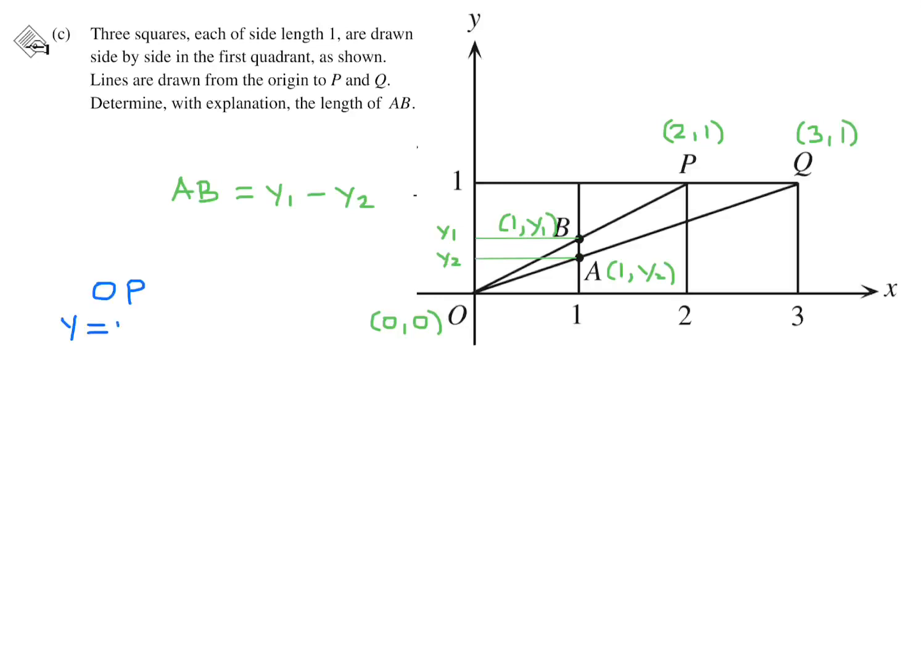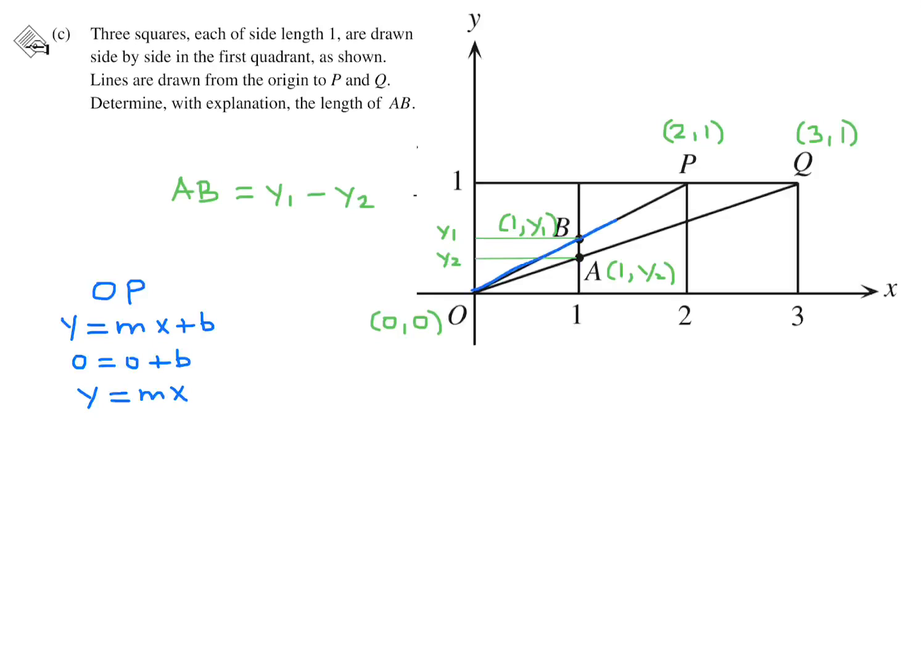Now, all lines are of the form y equals mx plus b, correct? So we can fill in points and get m and b. Well, the first point I'll put in is 0, 0. And if I do that, I just get b equal to 0. So this line is essentially of the form y equals mx because b is 0.